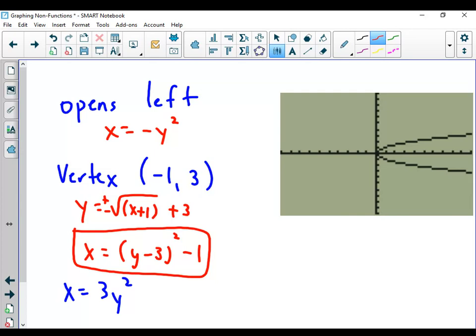Then we used to move it up or down by this value when we had a y equals. When I have an x equals, this is going to move it either left or right. In this case, to the left. So it's kind of retraining our brains and just flipping those two things around.